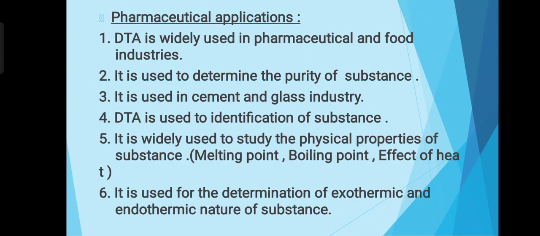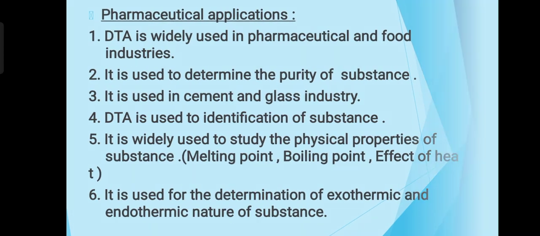There are some pharmaceutical applications of DTA as follows. First one is DTA is widely used in the pharmaceutical and food industry. Second one, it is used to determine the purity of a substance. Third one is it is used in the cement and glass industry. Fourth one is DTA is used for identification of substances. Fifth one is it is widely used to study physical properties of a substance such as melting point, boiling point, and effect of heat. Sixth one is it is used for determination of exothermic and endothermic nature of a substance.